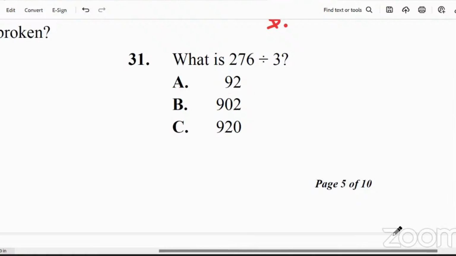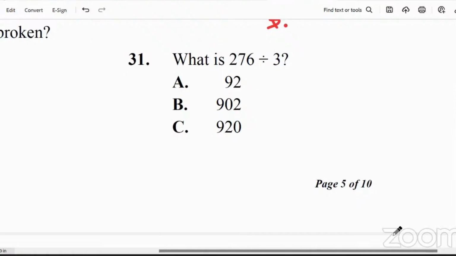Okay, guys, welcome back to part 2 of the 2022 Mathematics Diagnostic Test for grade 3. Okay, so we have done the first 30 questions. We are now at question 31. So let's get to it.